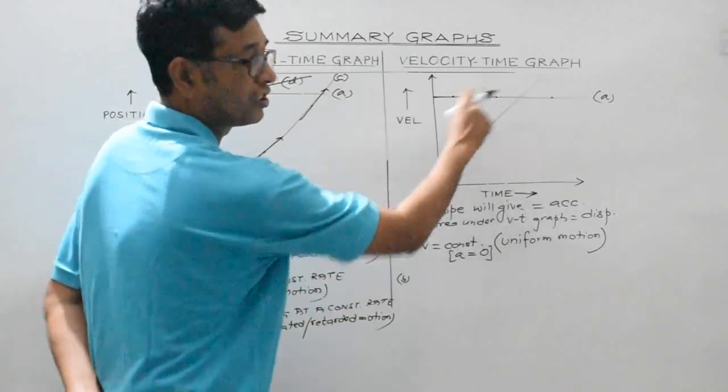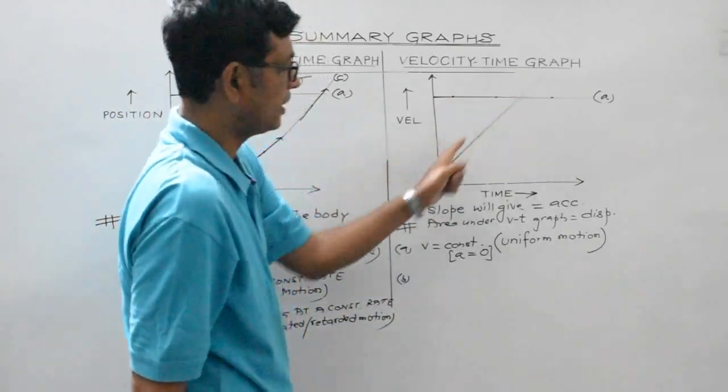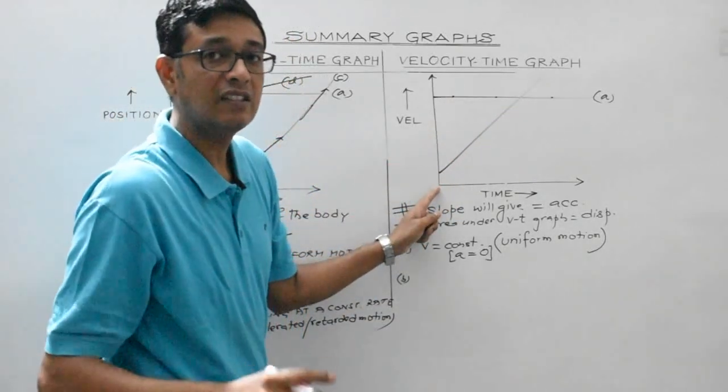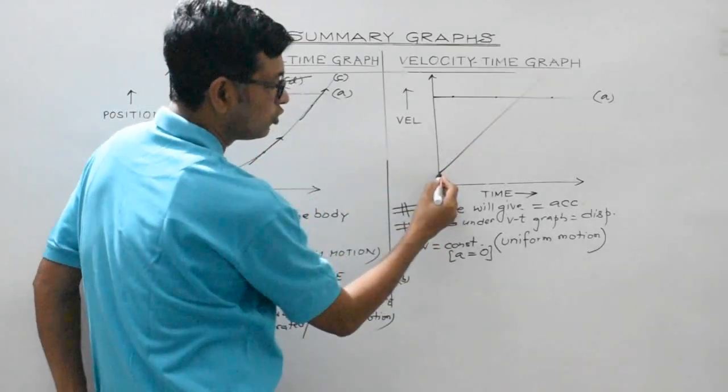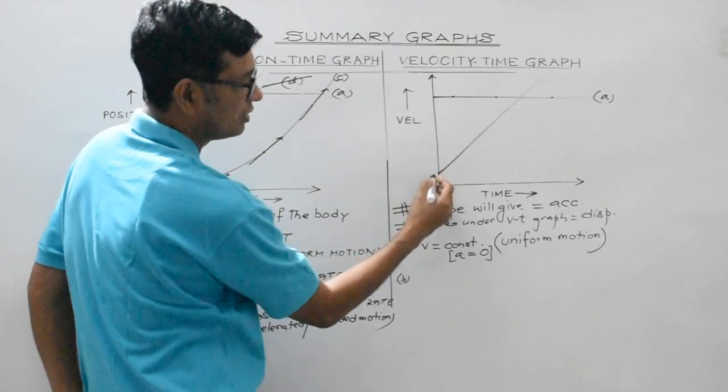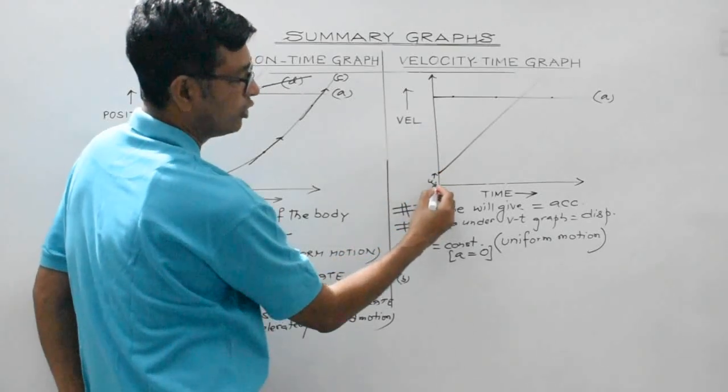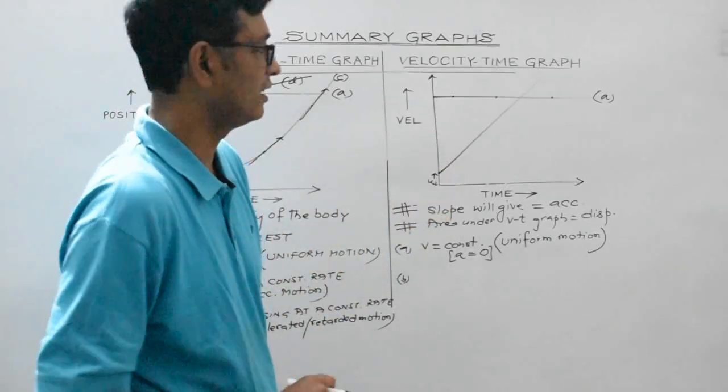Right? Second, B. Suppose the graph is like this. It can pass through the origin as well. If it is a straight line passing through the origin, it means that the initial velocity of the body is 0. In case the graph is like this, so this will be the initial velocity. It will possess some initial velocity in that case.